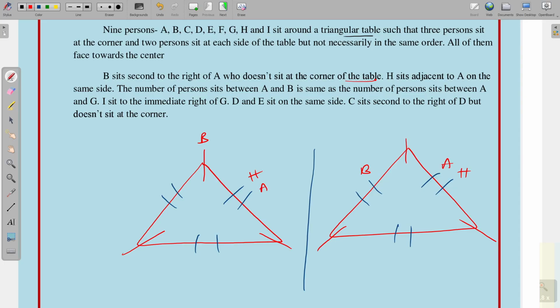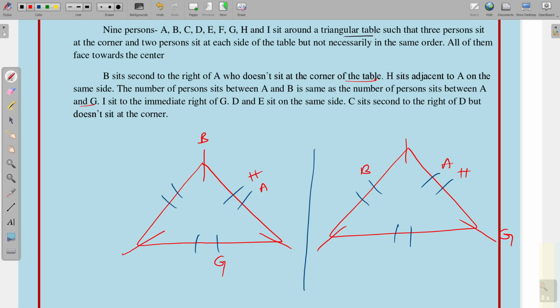Number of persons sitting between A and B is the same as the number of persons sitting between A and G. So, between A and B 1 person, and between A and G is also 1 person. And here 1 person and here G is placed. So, G is placed here.